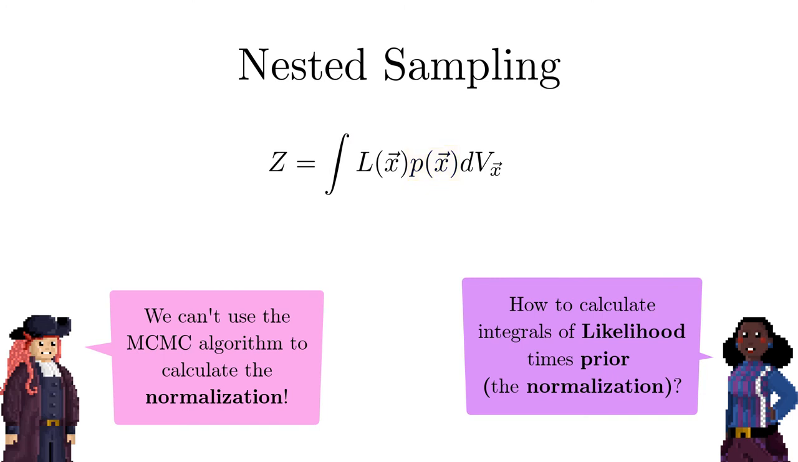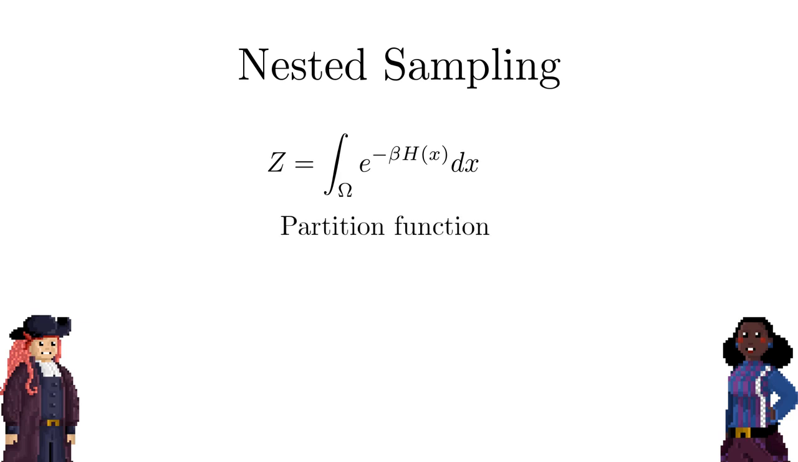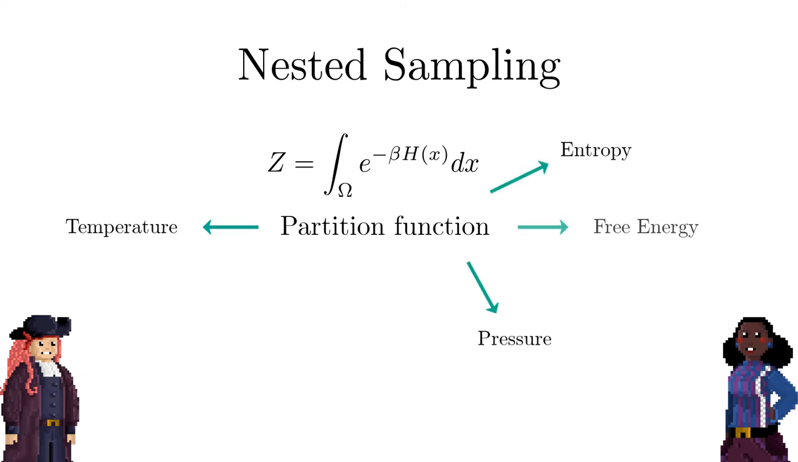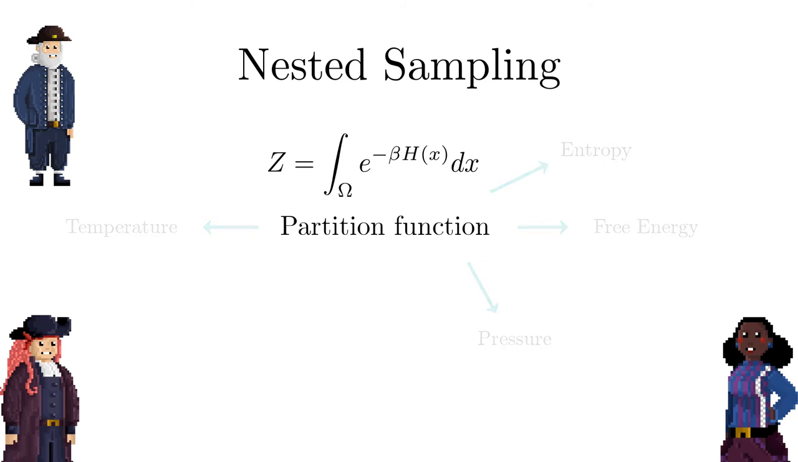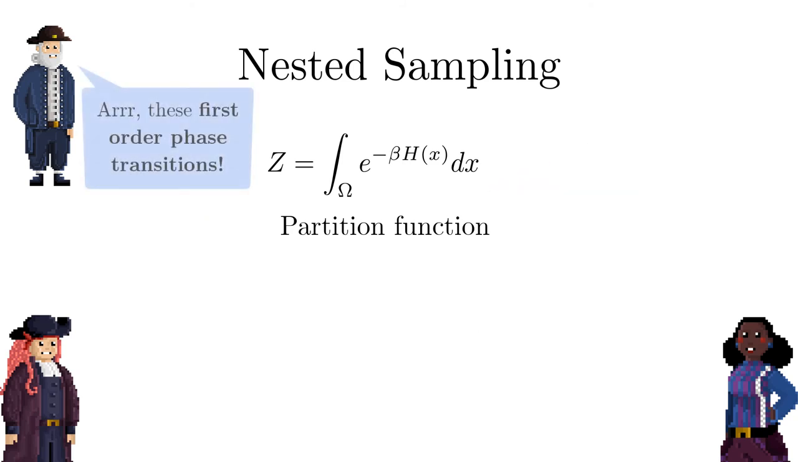A similar expression is at the heart of statistical physics, the partition function. Once we know the partition function, we can determine all other thermodynamic variables. A particularly challenging situation is encountered in physical systems at first-order phase transitions.